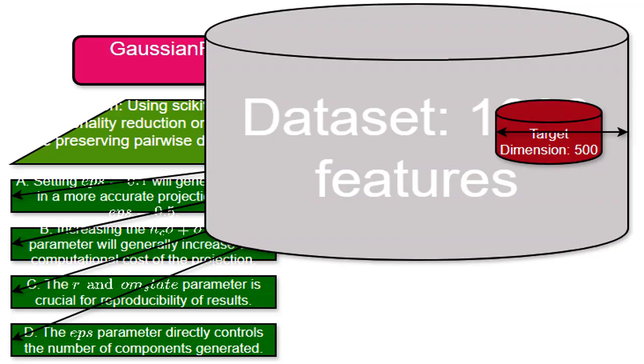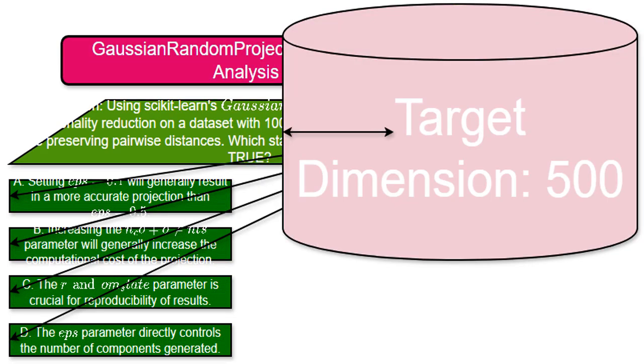Get ready. We start with a dataset that has 1,000 features. That's a lot of information. Imagine each feature as a different characteristic of your data. The goal is to reduce this massive feature number, making the problem manageable and computationally cheaper, without losing too much information. Our target is to reduce 1,000 features down to 500.